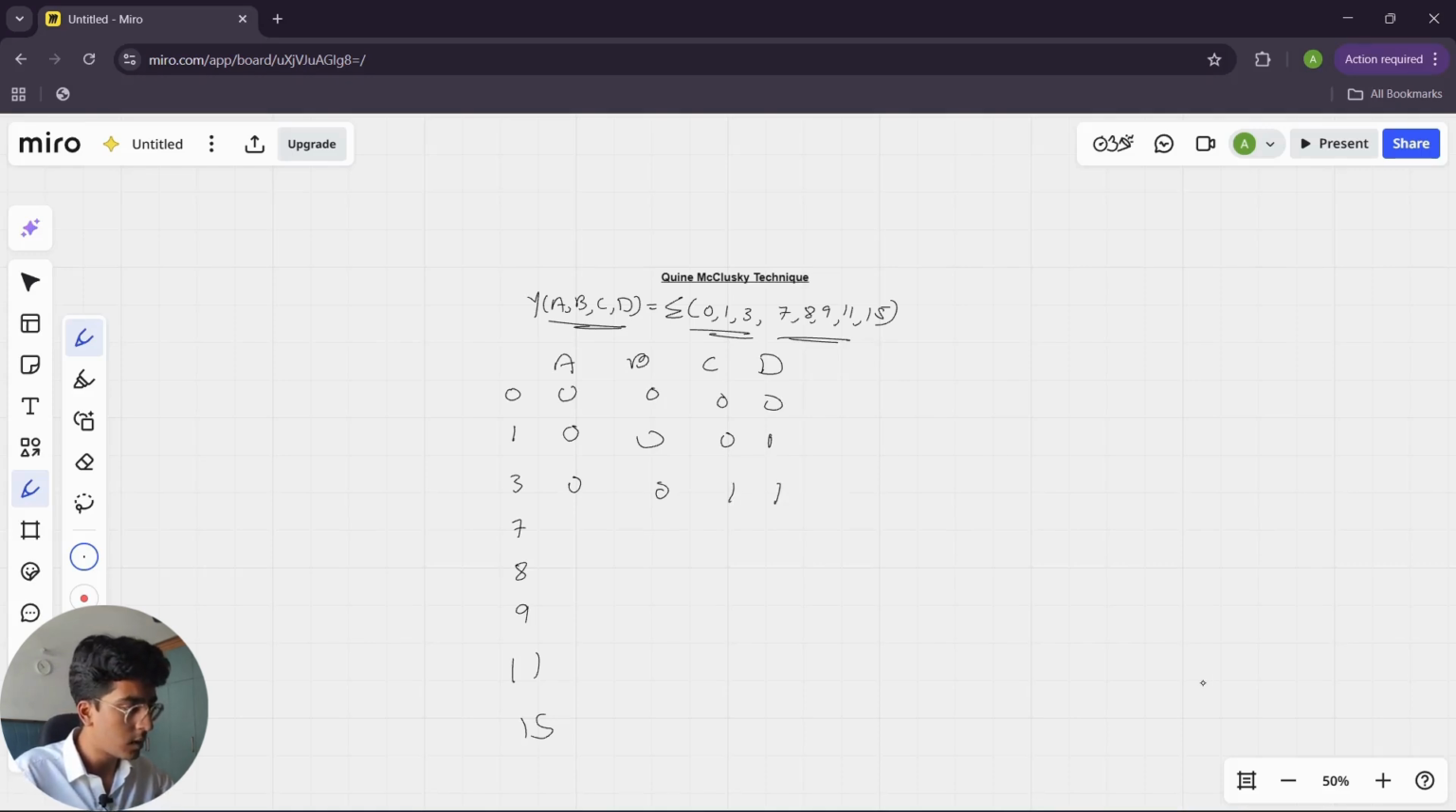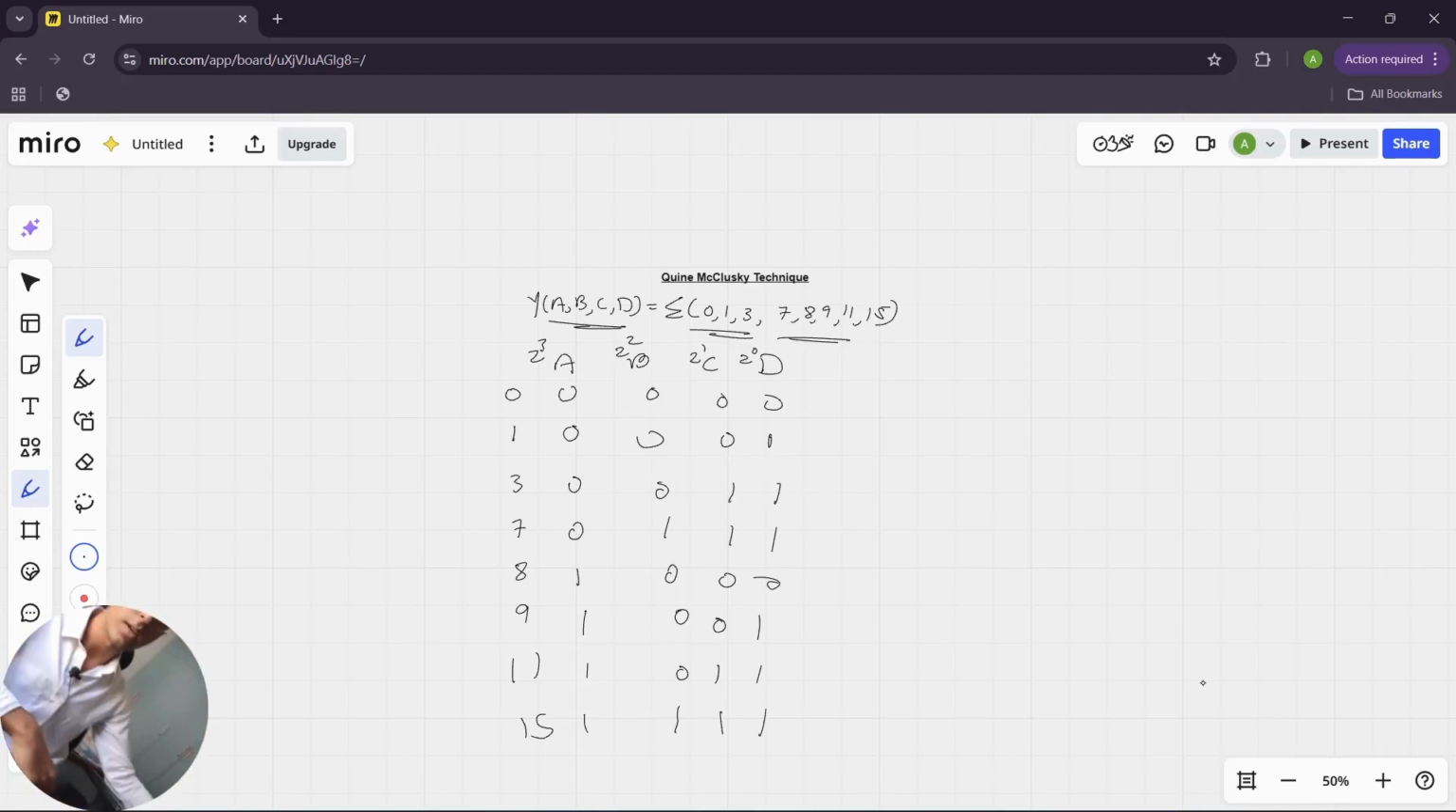Just basically think of it like 2 power 3, this is 2 power 2, this is 2 power 1, and this is 2 power 0, which is 1. And we'll fill all of these out. 7 is 0 1 1 1, 8 is 1 0 0 0, 9 is 1 0 0 1, 11 is 1 0 1 1, 15 is 1 1 1 1. Okay, and we'll allot variables to all of these.